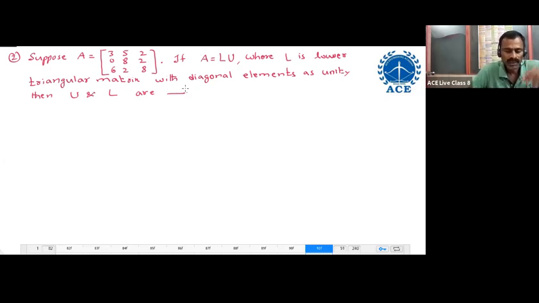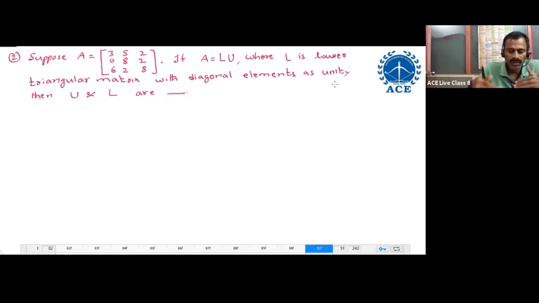Actually, if you want to find these U and L, we should follow one of the methods. Out of two methods, Doolittle's and Crout's method, we have to apply one of the methods. But the particular method depends on the given condition only. Here L is a lower triangular matrix with diagonal elements as unity only. So in the lower triangular matrix, along the diagonal, all the elements should be 1. So this is Doolittle's method, the first method only.